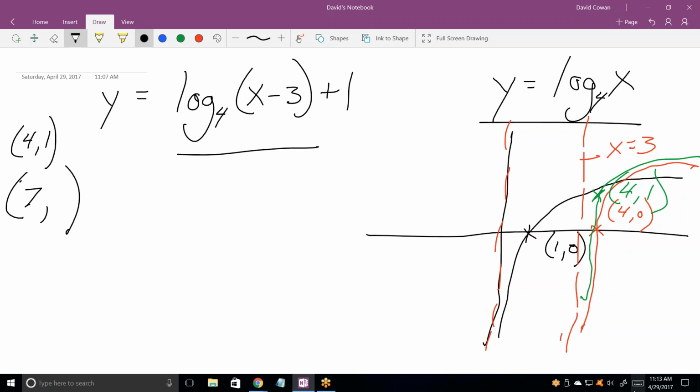It's 1, but then I'm adding 1 to it. Oh, so it's 2. Okay, there's the second point. So if I go over here on my green curve and I've got one point, which is 4 comma 1, another point would be 7 comma 2. Exactly.